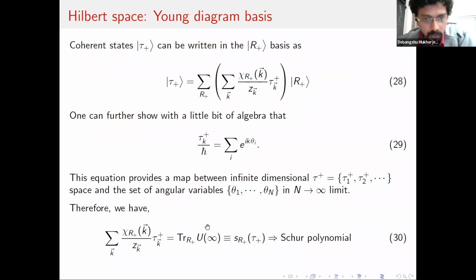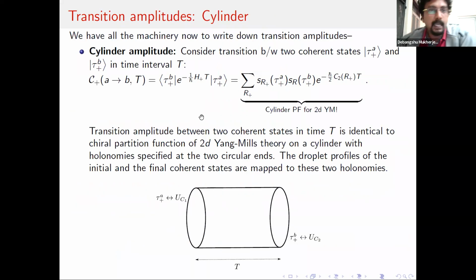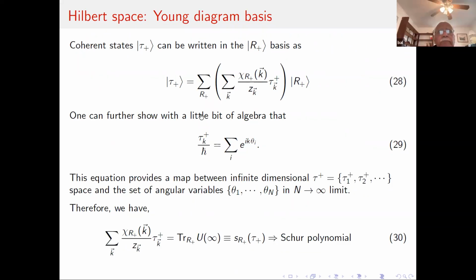Now, using certain very nice mathematical identities, what you can show is that you can recast this object as nothing but the Schur polynomial associated with this vector tau plus. Recall that tau plus is a vector. In fact, it's a bunch of numbers.